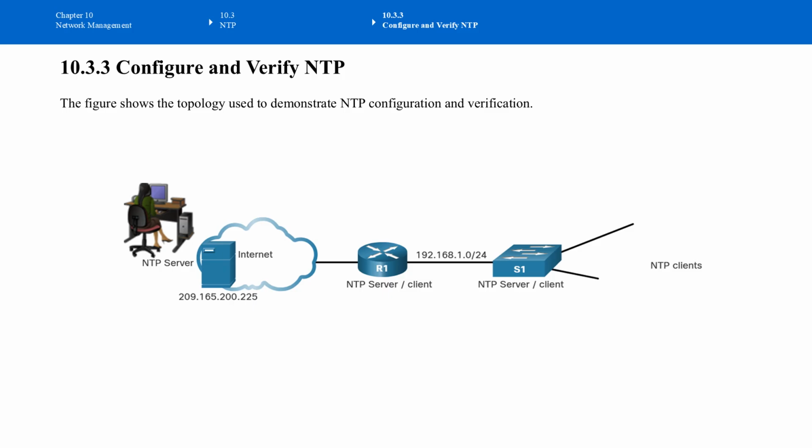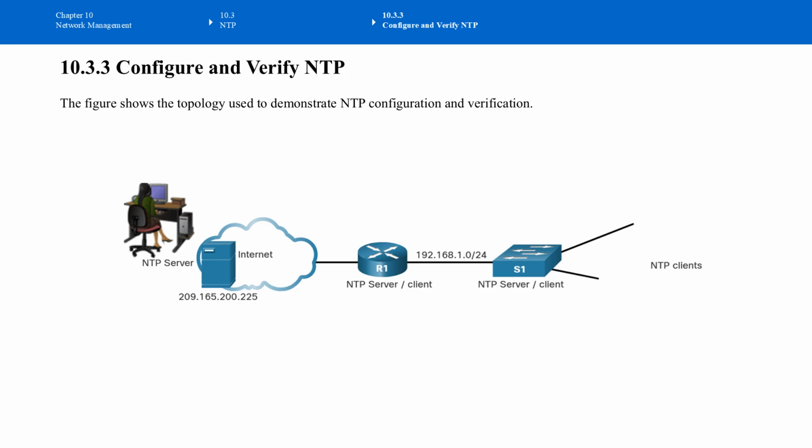This figure shows the topology used to demonstrate NTP configuration and verification. The external NTP server at 209.165.200.225 provides accurate time through the internet. R1 operates as both an NTP client and a server. So as a client, it is synchronized with 209.165.200.225. As a server, it provides the time to switch 1.